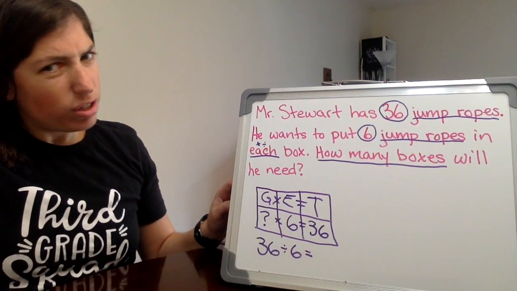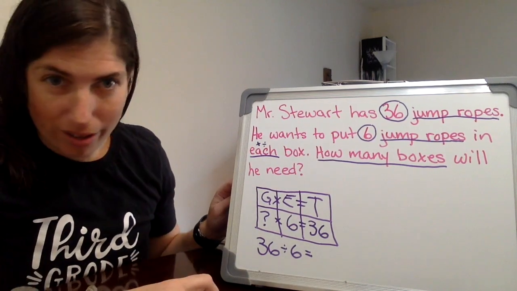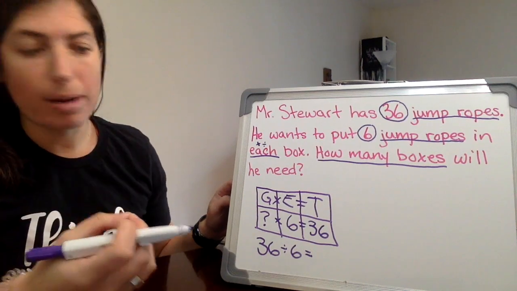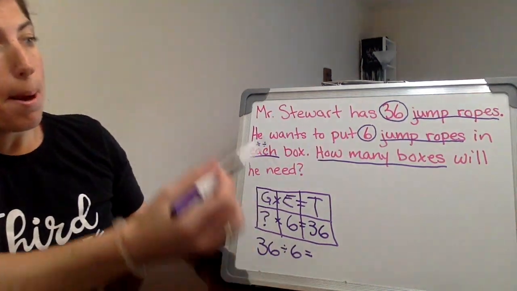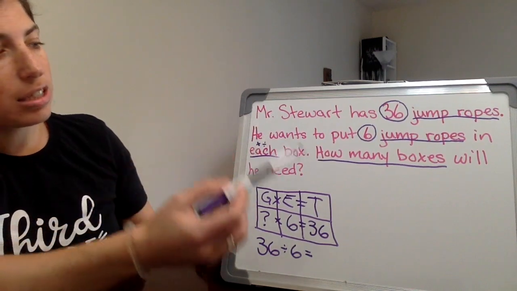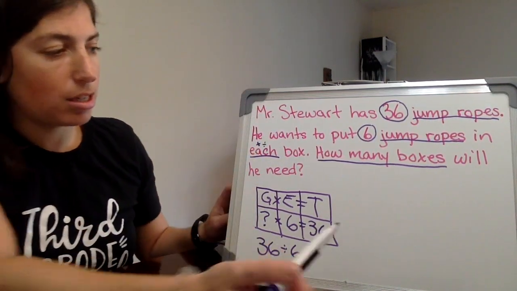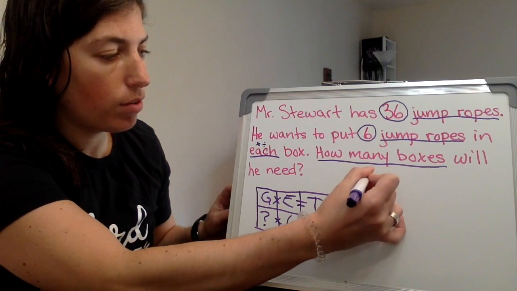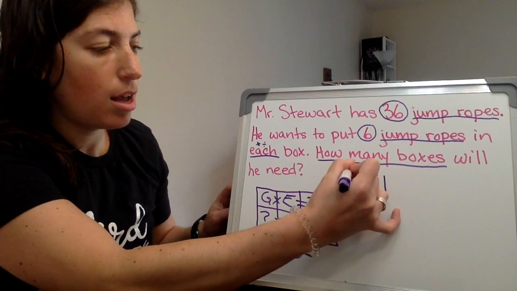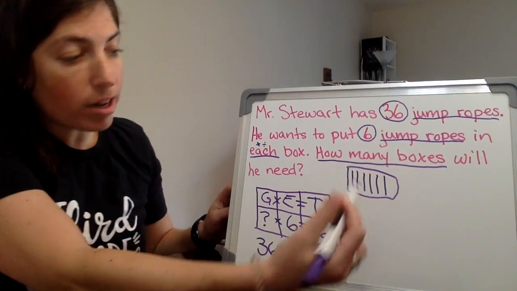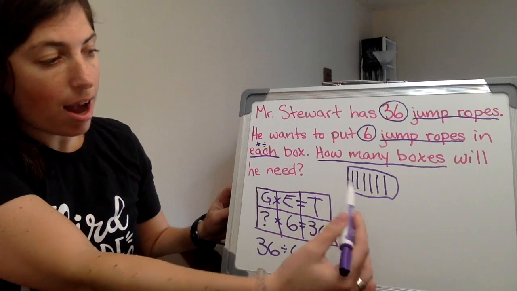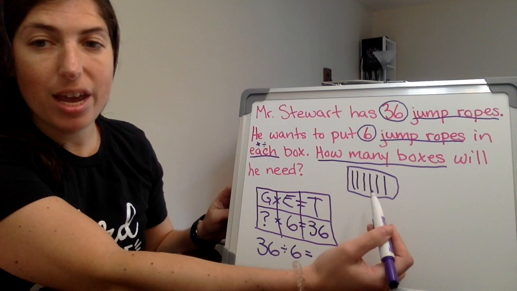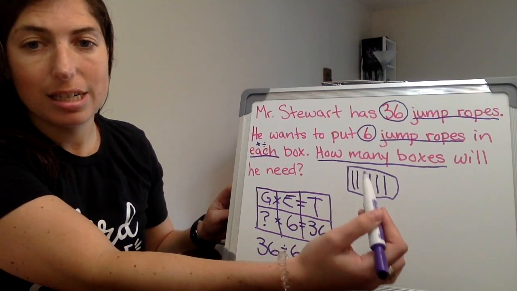So I'm not going to start drawing 36 groups. That's my total. I don't want that as my groups. I need to figure out how many groups. But I do know that he has 6 jump ropes in each box. So I can draw 6 jump ropes: 1, 2, 3, 4, 5, 6. And put them in a box. I'm trying to figure out how many boxes. I have 6 in each box, 36 in total. So I need to keep doing the same thing until I get up to 36.